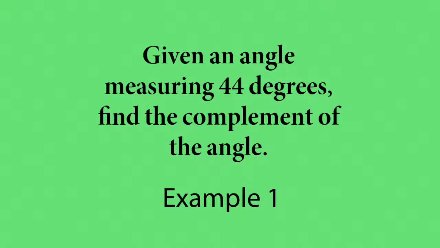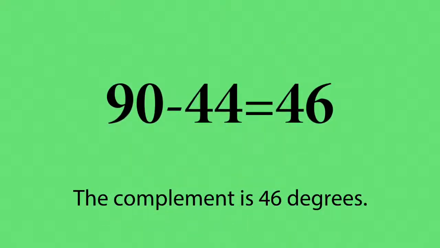Given an angle measuring 44 degrees, find the complement of the angle. To do so, we first look at the definition of complement. That means that these angles would add up to 90 degrees. Therefore, subtracting 44 from 90 yields the answer of 46.